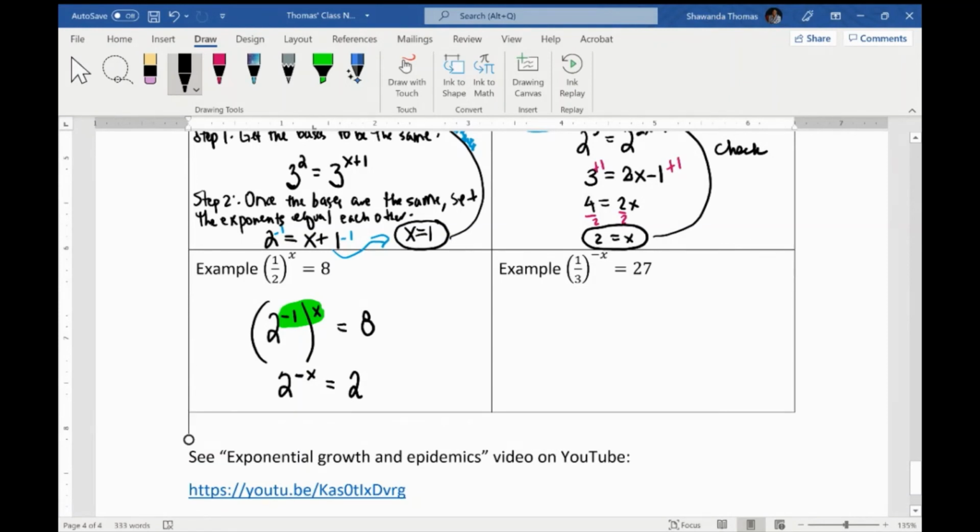8 is the same thing as 2 to the third. Our bases are now the same, right? So we can get rid of the bases and just set -x to equal 3. What should you do now? Multiply by -1. All right, or alternatively, you could have done what?